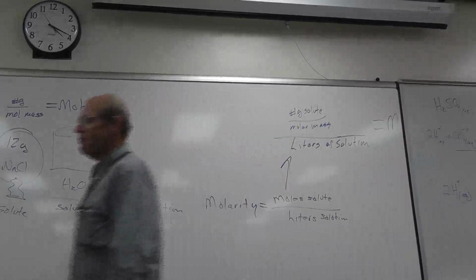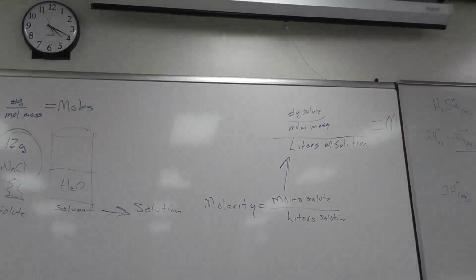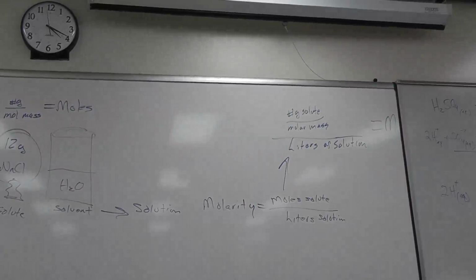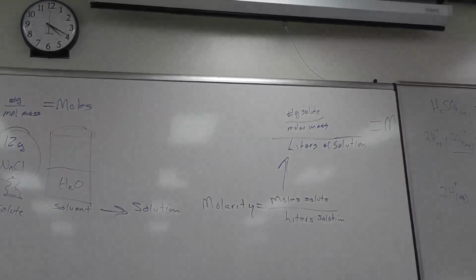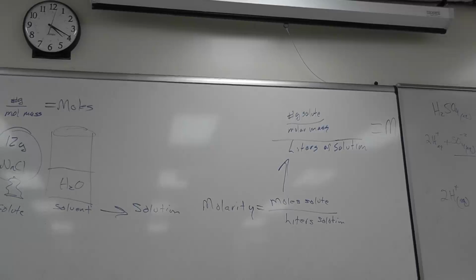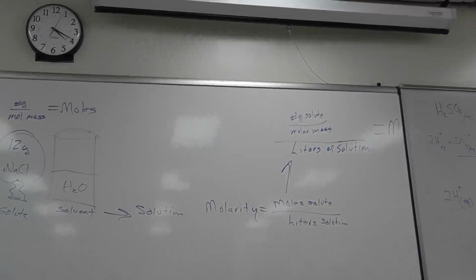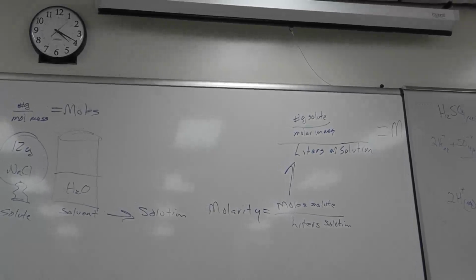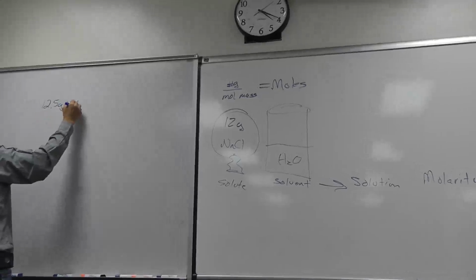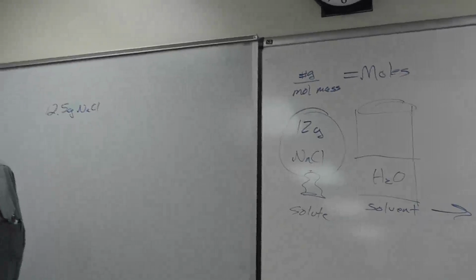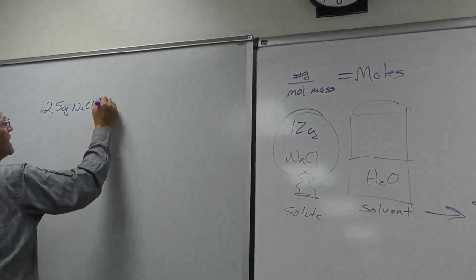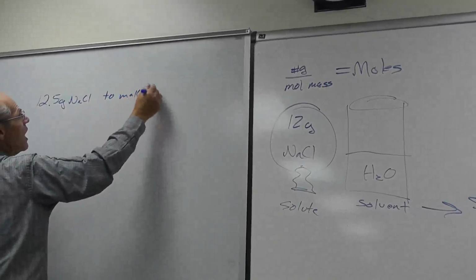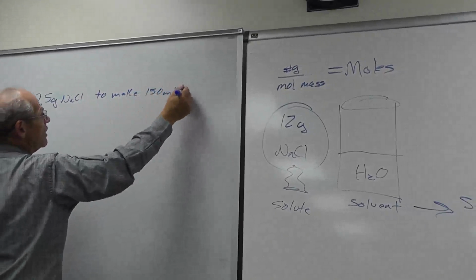All right, so let's do a couple of these to get us going. The first one says, I got 12.5 grams of sodium chloride. I'm dissolving it in enough water to make 150 milliliters of solution.